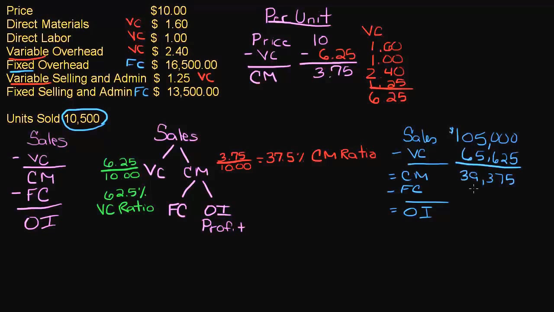My fixed cost is 16,500 plus 13,500. If we add those two together, we get 30,000. So my total operating income is $9,375. There's my profit. So that's my format for the contribution margin income statement.